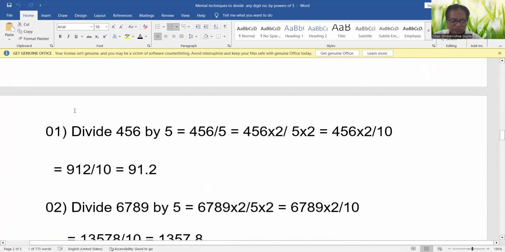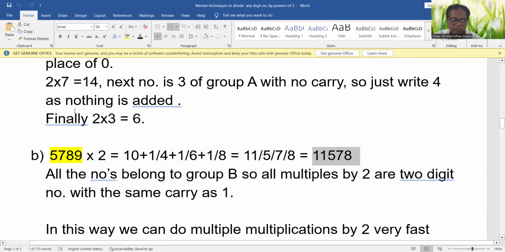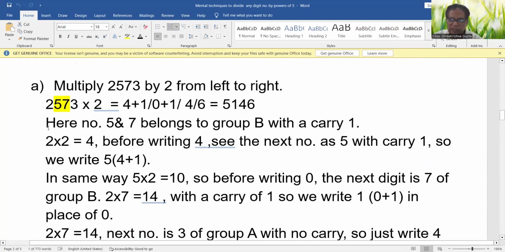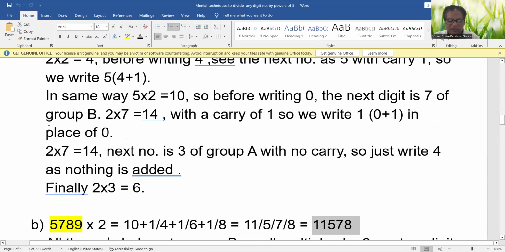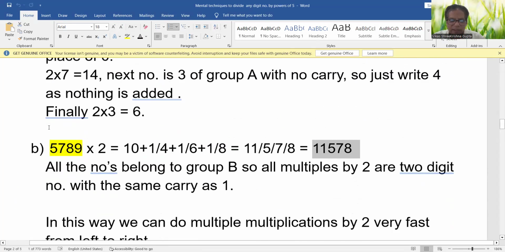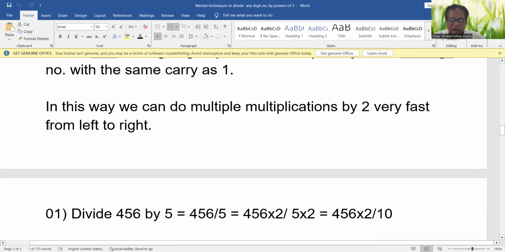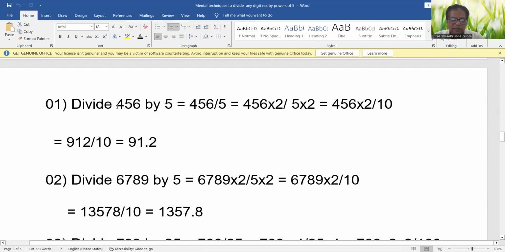Now, in the same way, I have shown you two multiplications, 5, 7, 8, 9 and 2, 5, 7, 3. Now I will use this multiplication concept from left to right for dividing a number by powers of 5. Now, the very first example, I have to divide 456 by 5. Dividing by 5 means I have to multiply this number by the reciprocal of 5, that is 1 by 5. So I write 456 divided by 5, or 456 into 1 by 5.